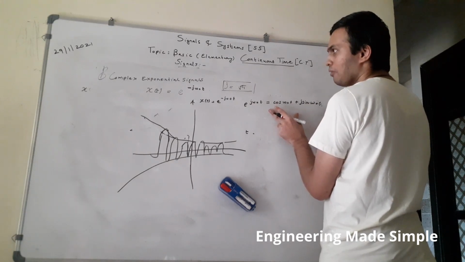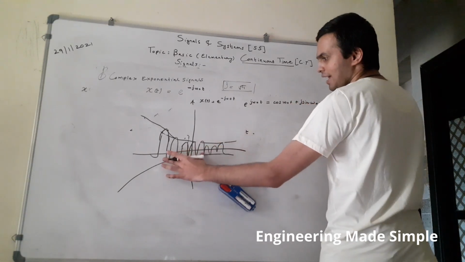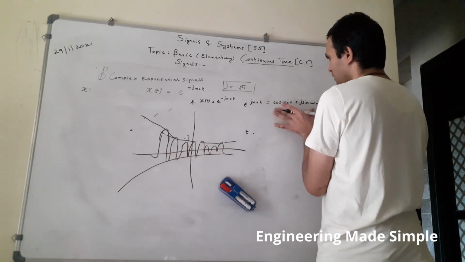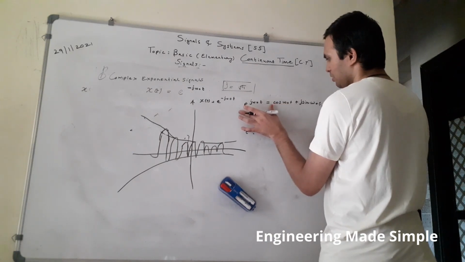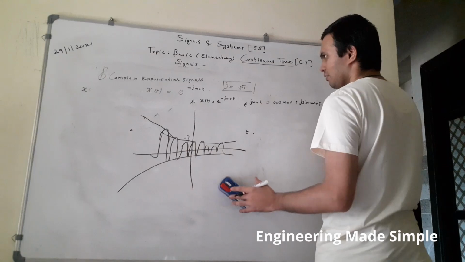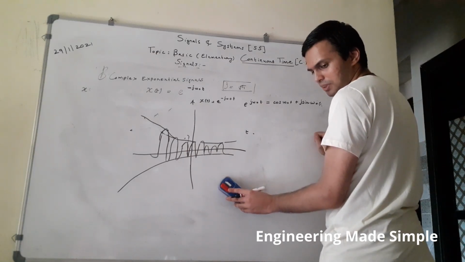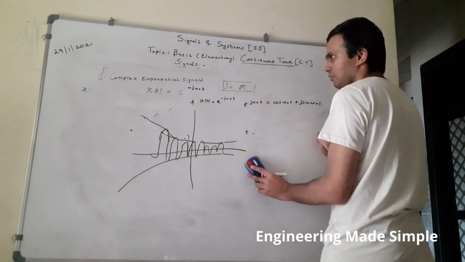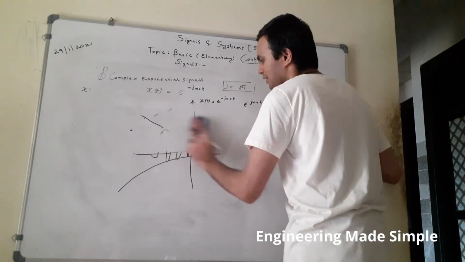And we are talking about the complex part. So there is a sinusoid inside this particular exponential function. That's the reason the sinusoidal waveform is present. So these are another type of signals, which are known as complex exponential signals. Now we move on to the next type of signals.